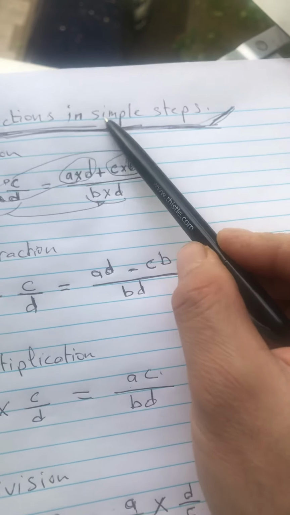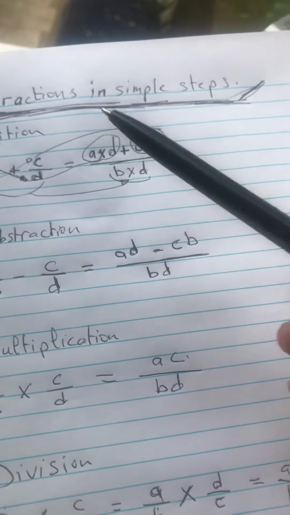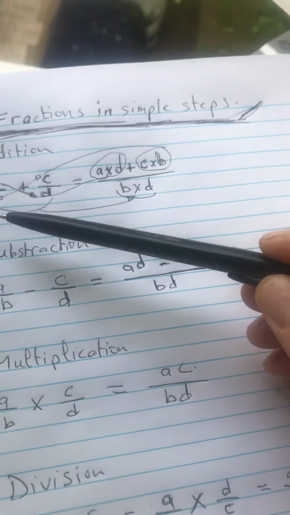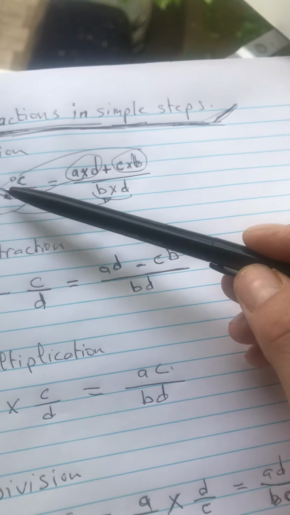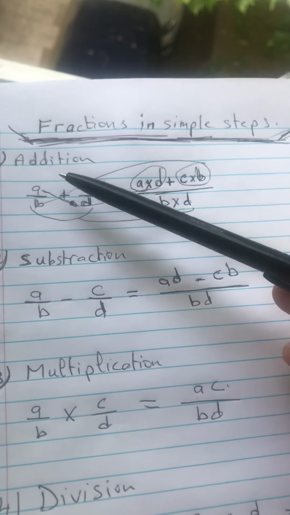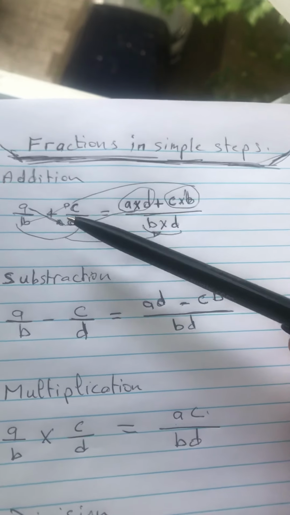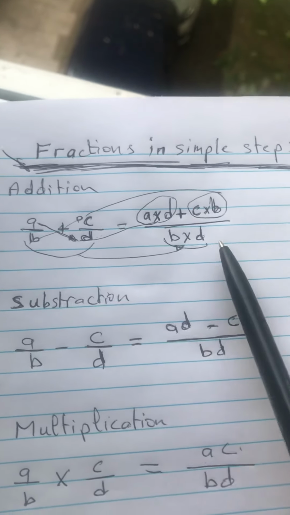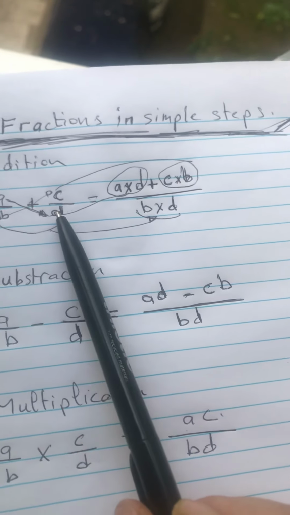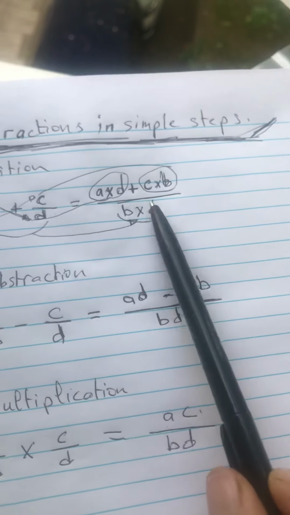Fractions in simple steps. That means in very easy steps. Addition, we have a over b plus c over d. It is quite simple. What we do, we multiply denominators b times d, and we take it as a denominator here. This is the denominator, b times d.